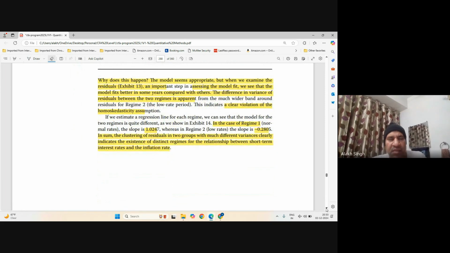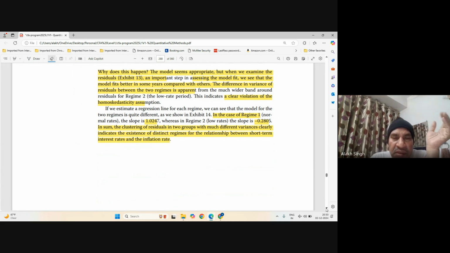Okay, and why does this error term happen? Because of this regime change. So then only they will change. Otherwise, in the same regime, the variance will not change. So you said two things.